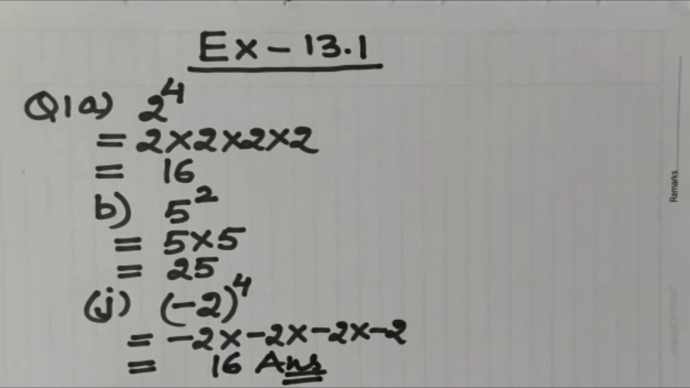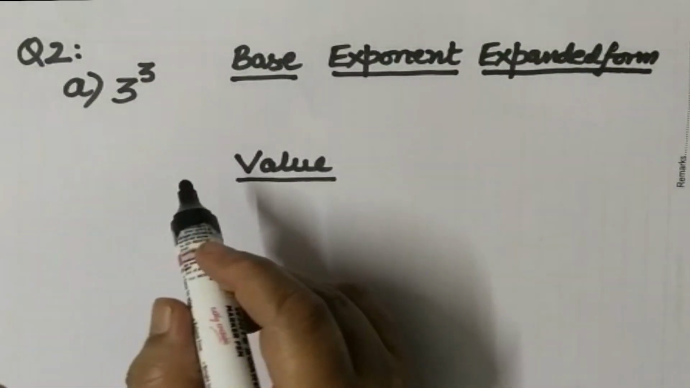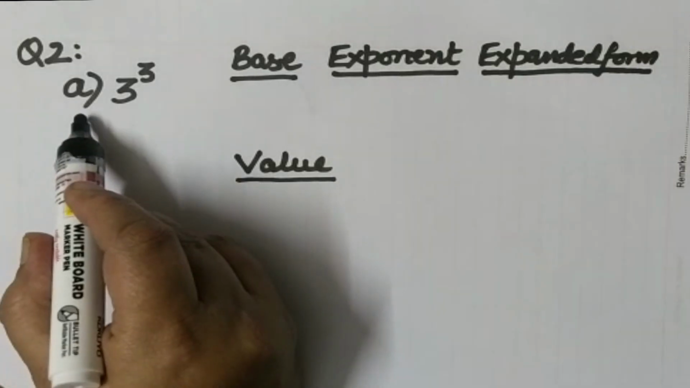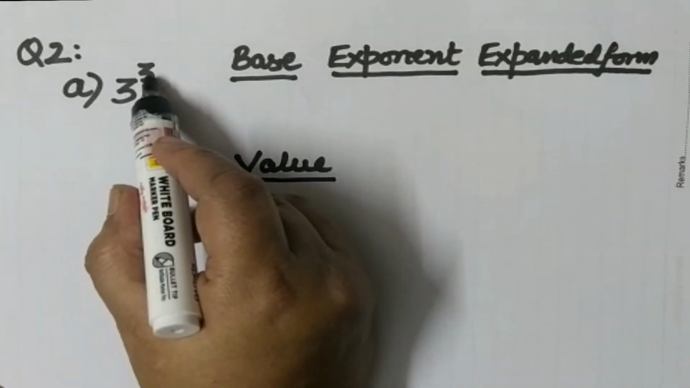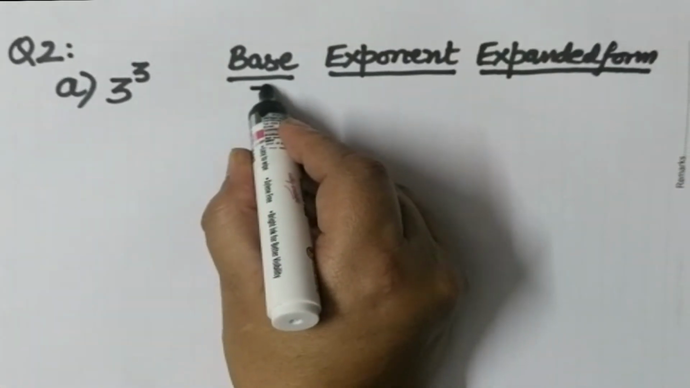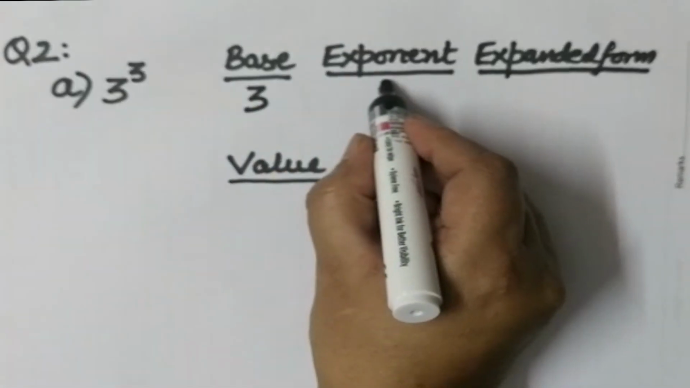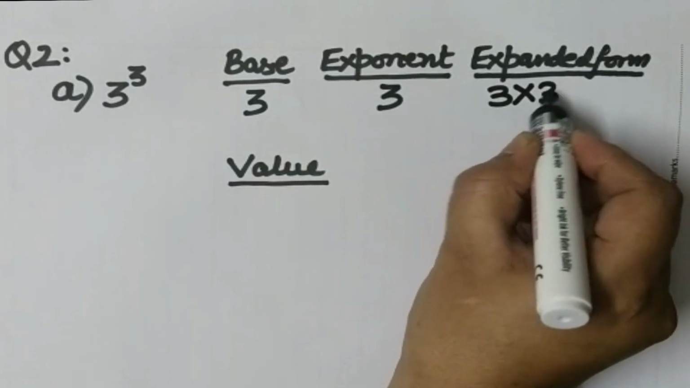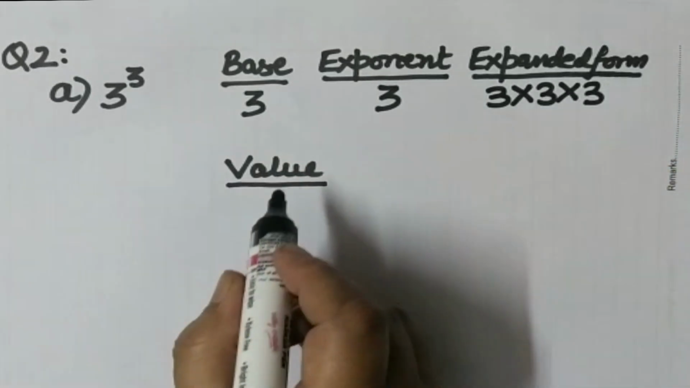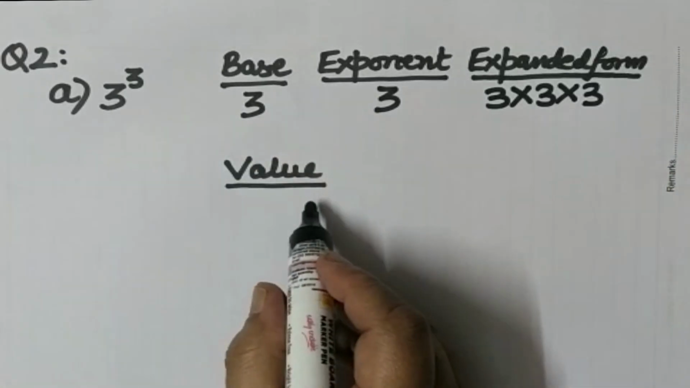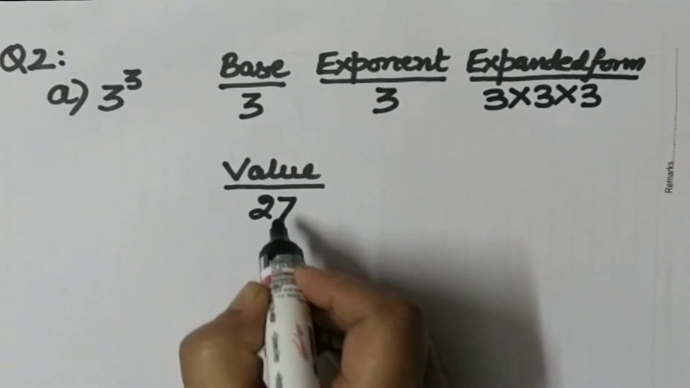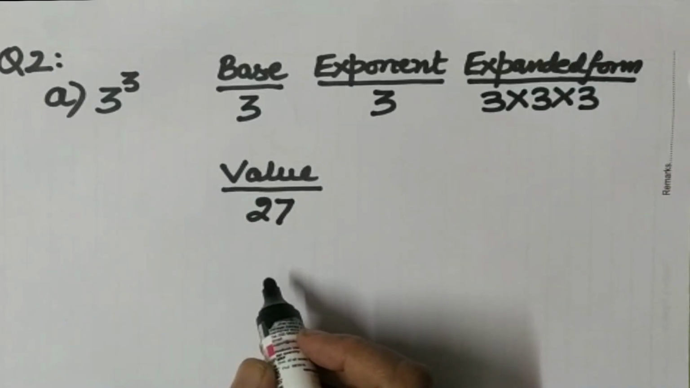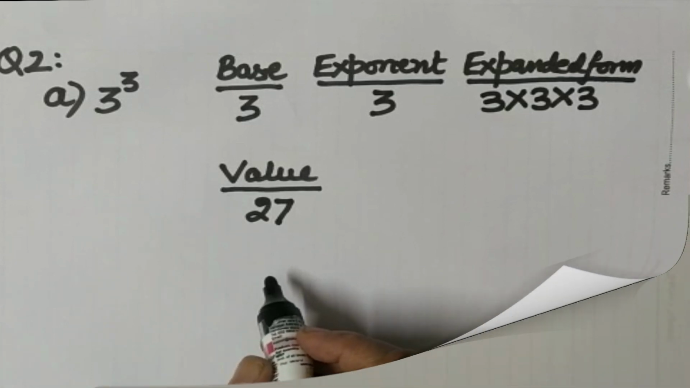Come to the question number 2. In question number 2 there is a table and the question is fill in the boxes. I am explaining A part. 3 raised to power 3. So here base is 3 and exponent is 3, and expanded form is 3 multiplied by 3 multiplied by 3, and value is 3 3s are 9, 3 9s are 27. So in the same way you have to complete B, C, D of the table. It is your practice work.